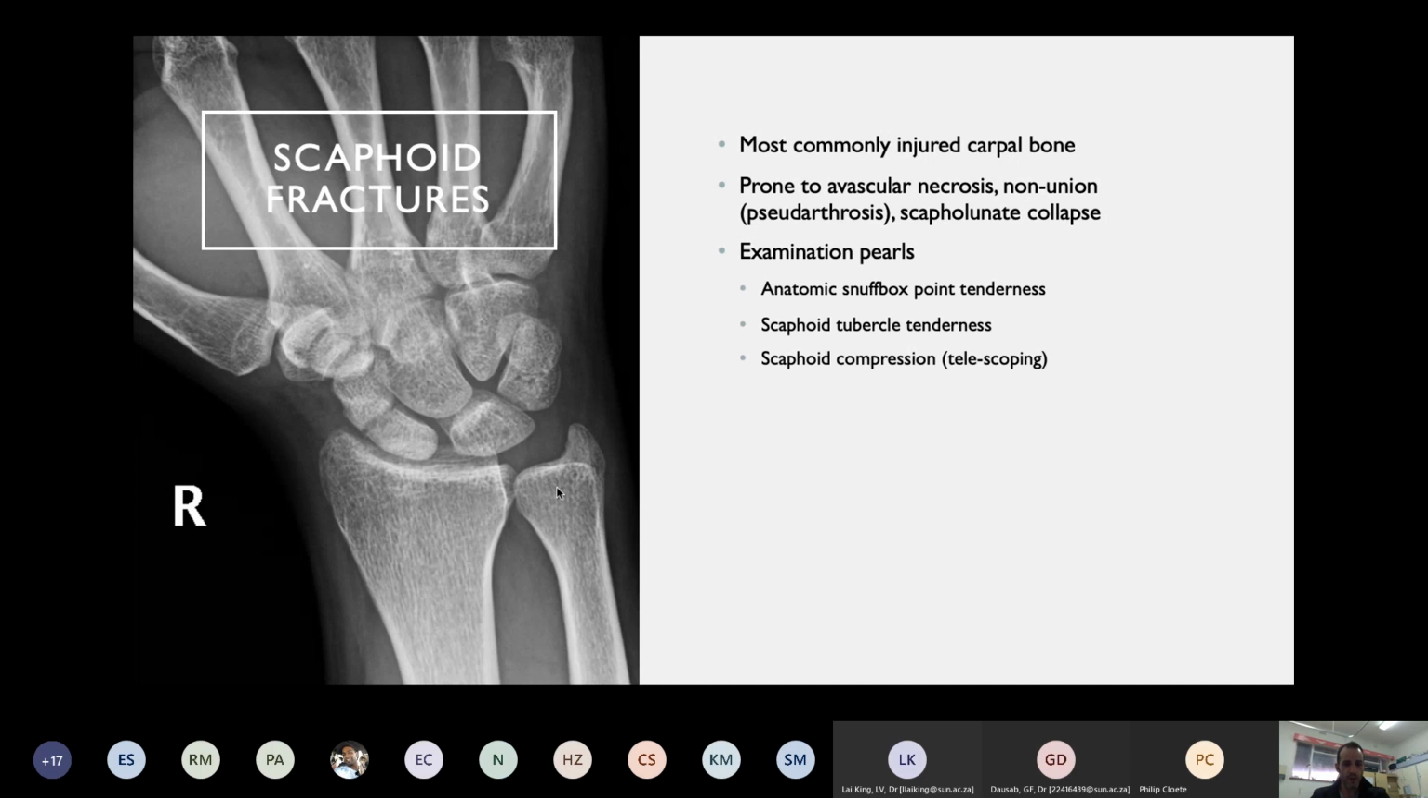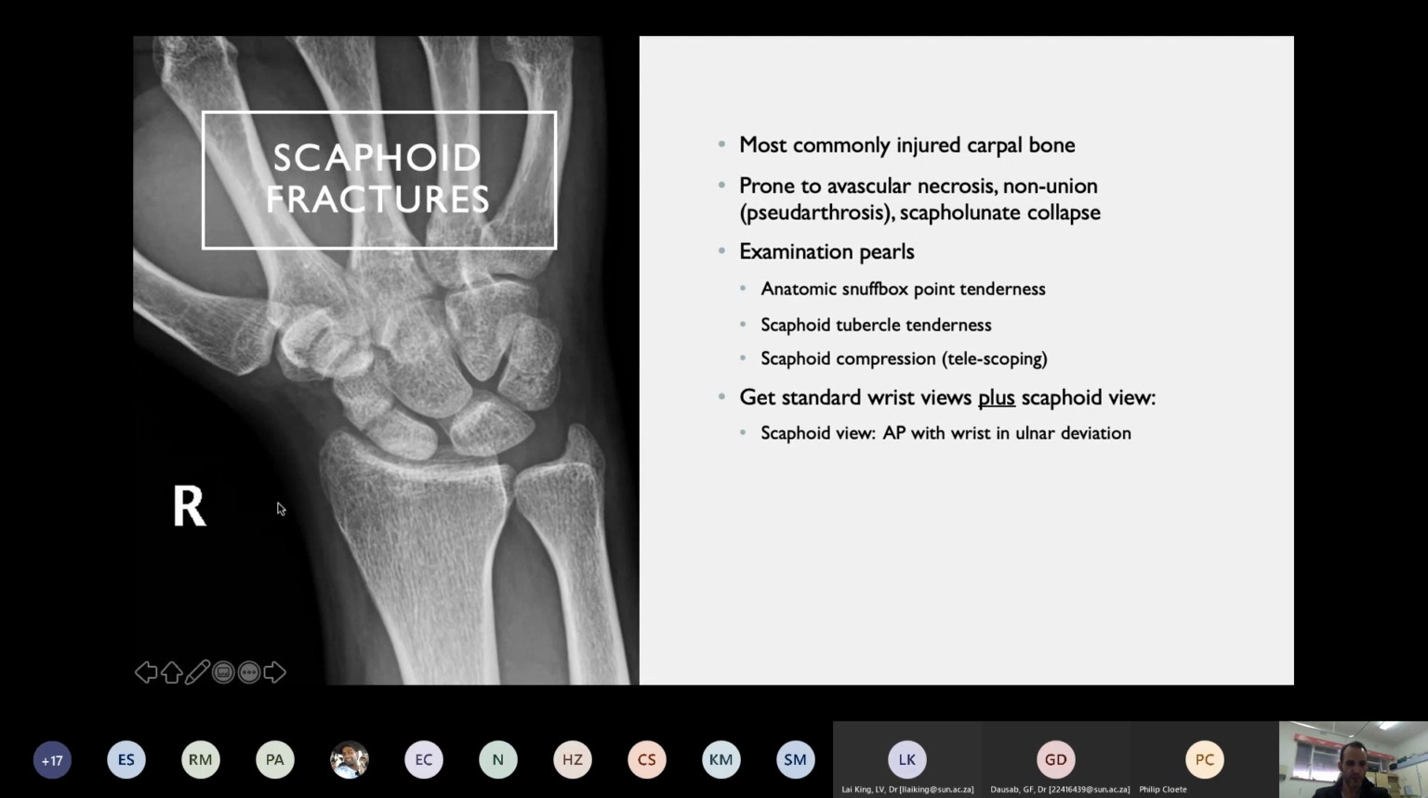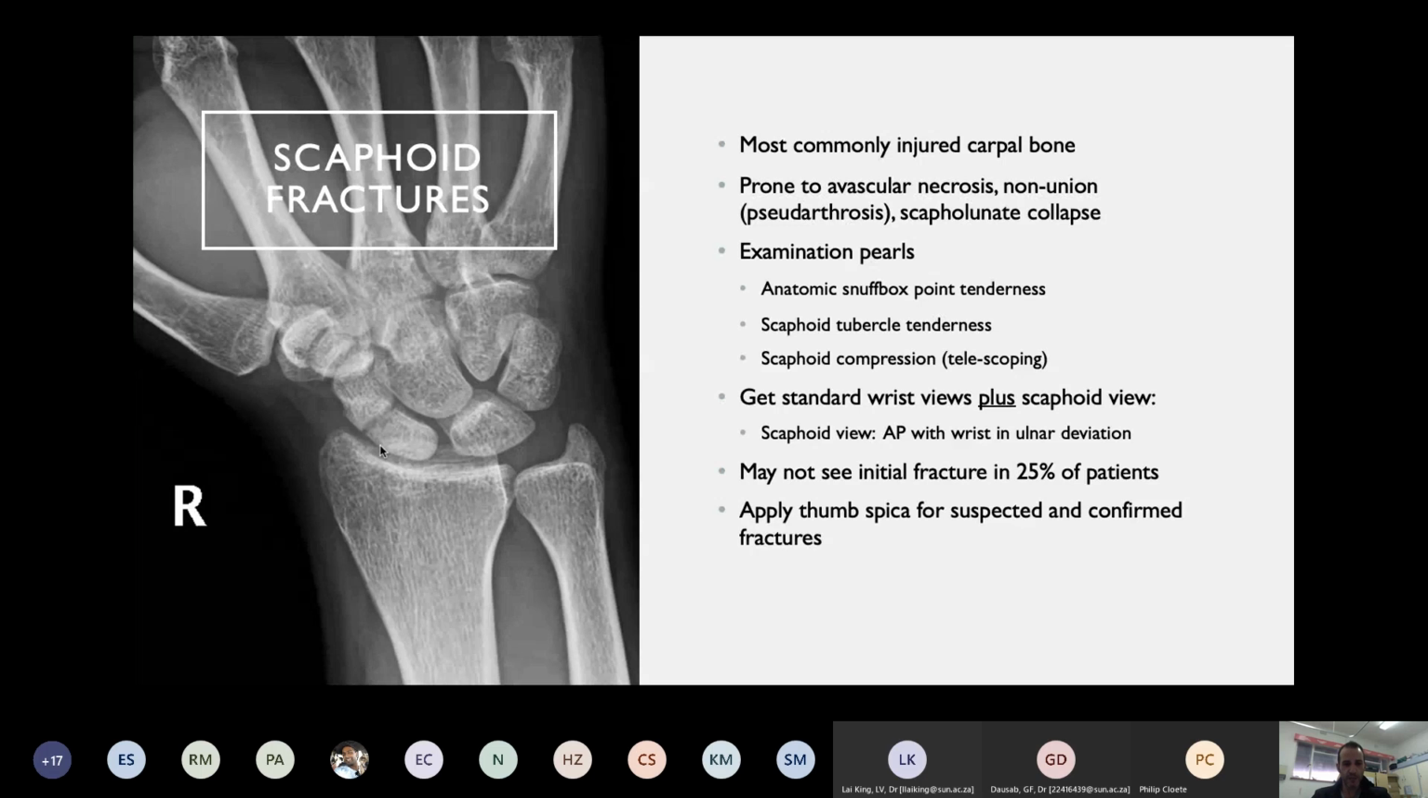So how do we examine a patient for a possible scaphoid injury? We assess for anatomic snuffbox point tenderness. We can assess the scaphoid tubercle, and then we do what's called telescoping of the scaphoid, or a scaphoid compression test. Please, you need to get standard wrist views if you suspect a scaphoid injury, plus a scaphoid view. All a scaphoid view is, is an AP with the wrist in ulnar deviation, so it helps to open up that scaphoid.